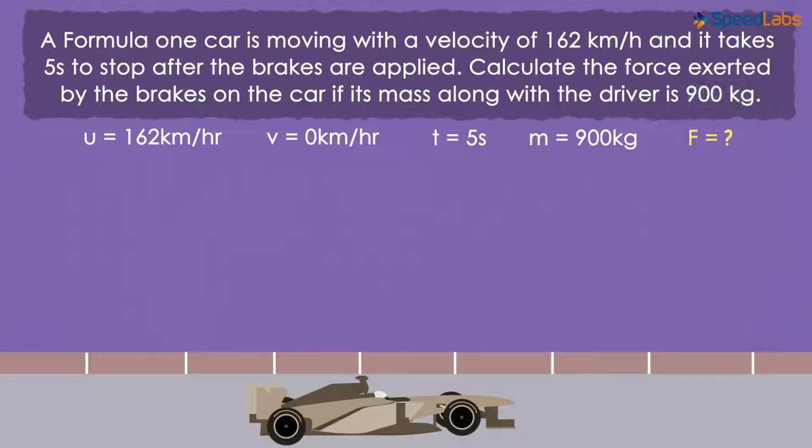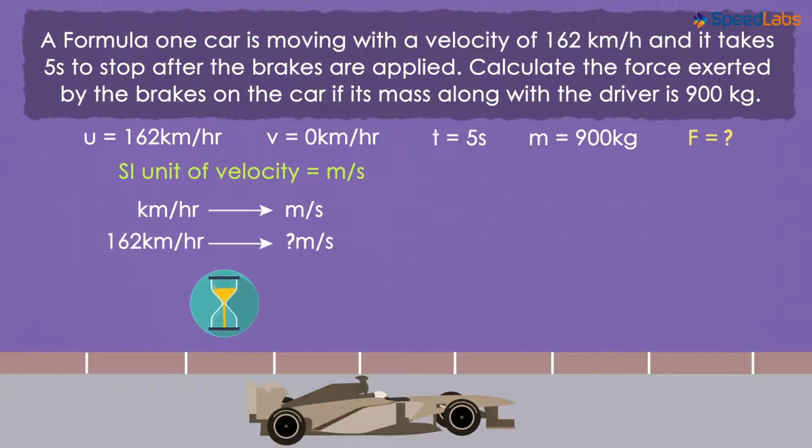Now as we need to find force, we first need to check if all the units are standard units. The SI unit of velocity is meters per second and not kilometers per hour. So we need to convert kilometers per hour to meters per second. Why don't you try it out?